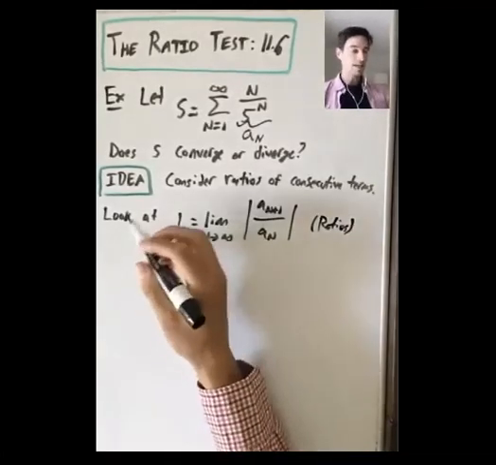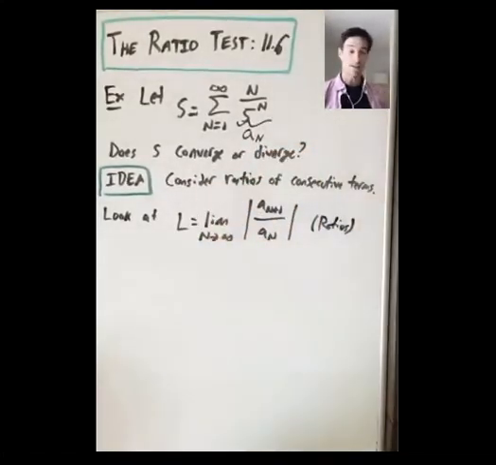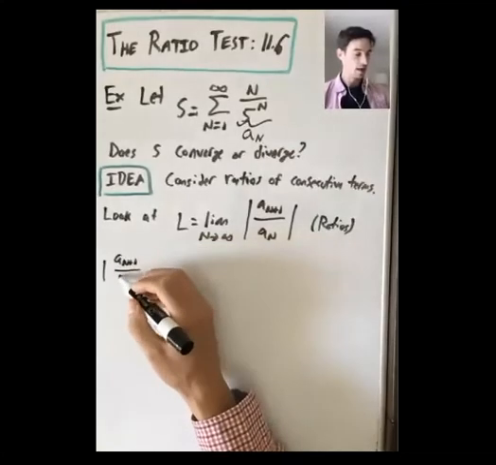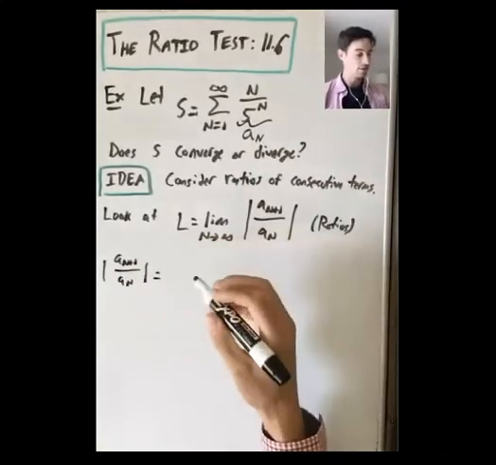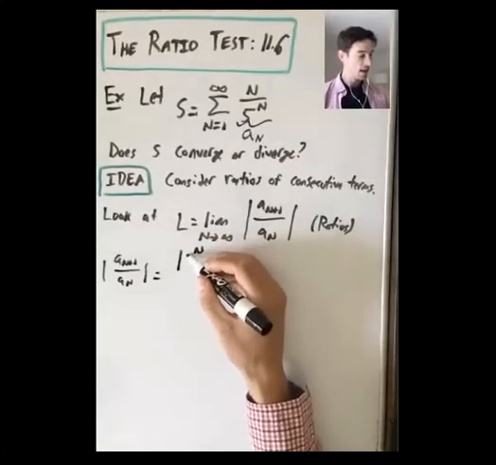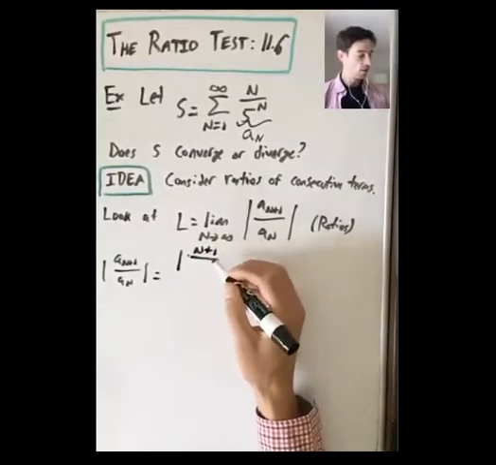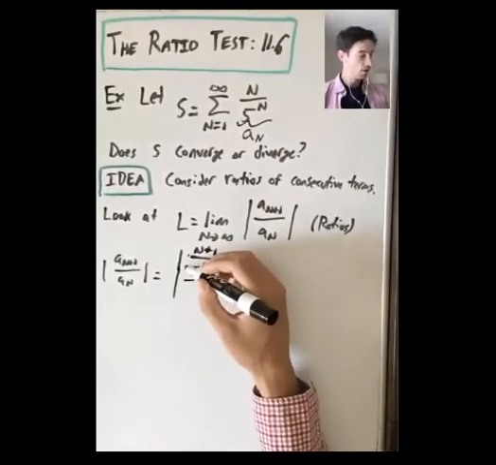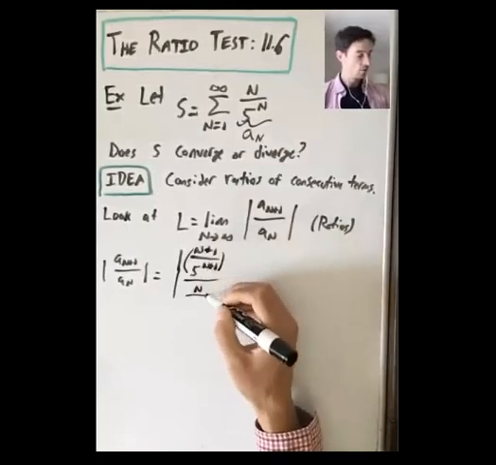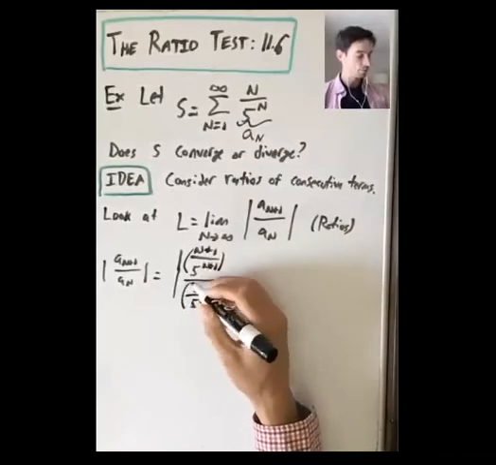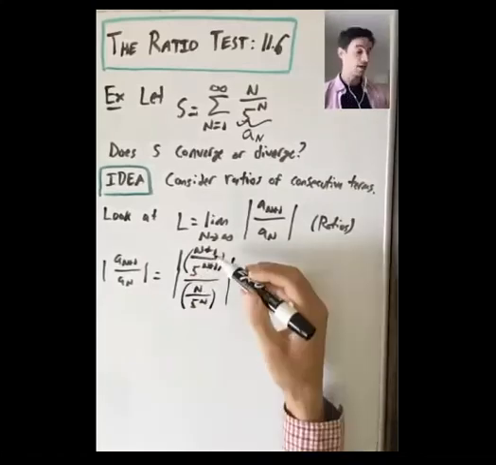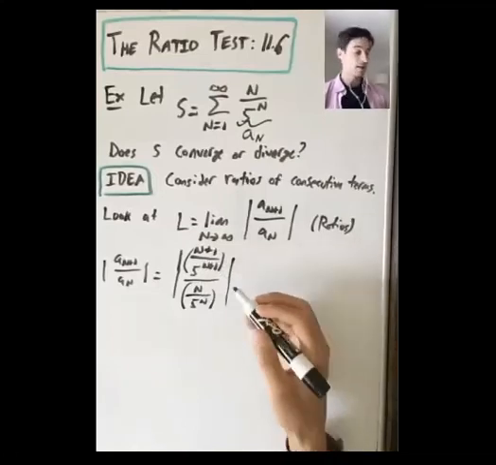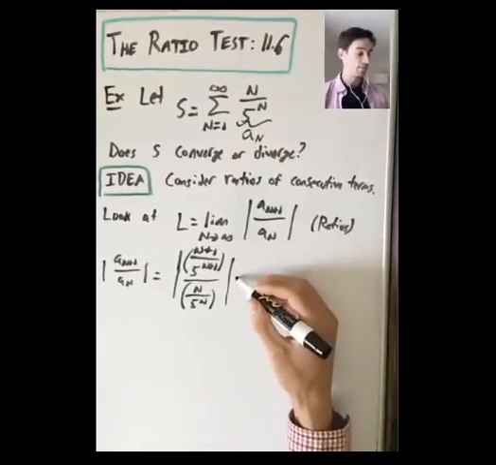So what happens in this example? Before I tell you exactly what the test says, let's look at this example. We have a_{n+1} over a_n. This ratio with absolute values is the absolute value of (n plus 1 over 5 to the n plus 1) over (n over 5 to the n). Okay, so here n plus 1, n, 5 to the n, 5 to the n plus 1, everything is positive. So the absolute values aren't doing anything.